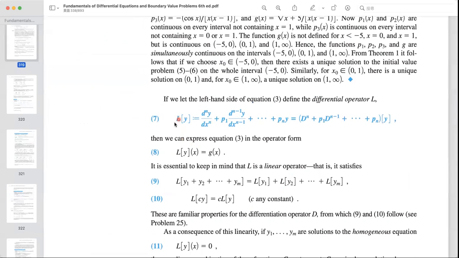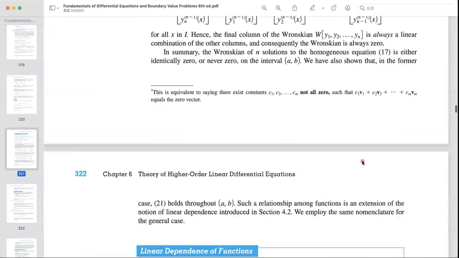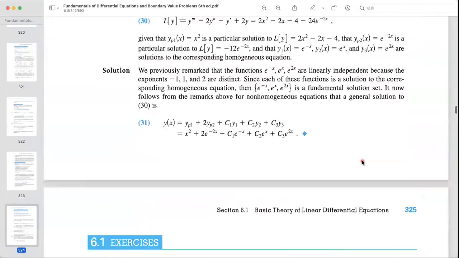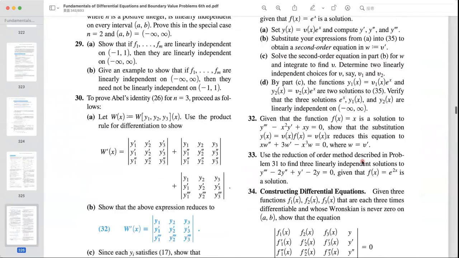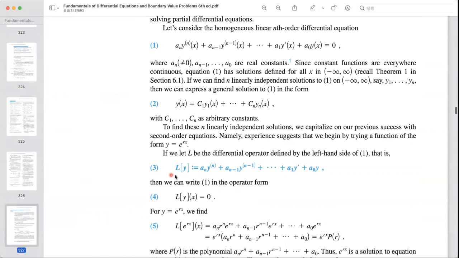Remember L, what is L? L is D^n plus p1 D^(n-1) plus ... plus pn operating on y. So here, what we are going to use later is L equal to a_n D^n plus a_{n-1} D^(n-1) plus ... plus a1 D plus a0.